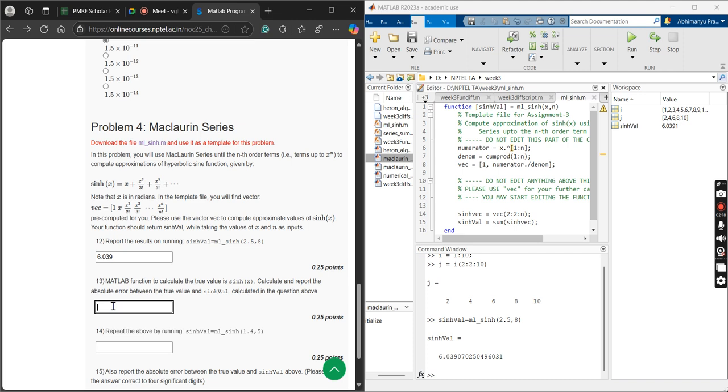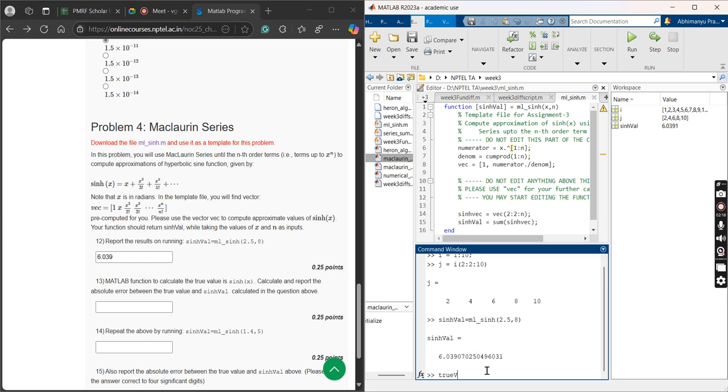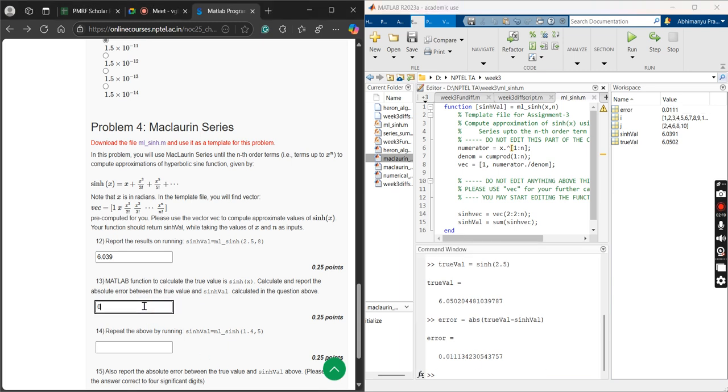Okay, leave this one. MATLAB function to calculate the true value sinh x. Calculate and report the absolute error between the true value and the sinh value calculated in the question book. Okay, so I will calculate the true value of sinh 2.5. And now my error would be the absolute value of true val minus sinh val. Okay, so this would be my error: 0.01113 up to 4 significant digits.